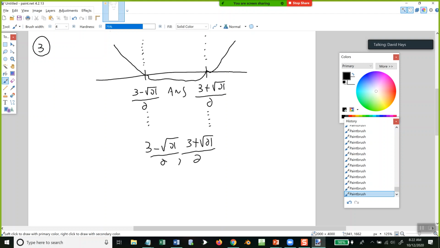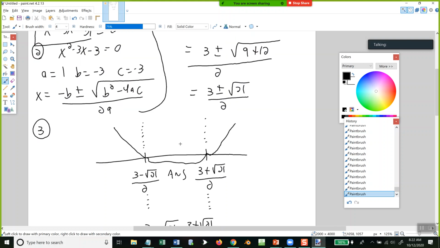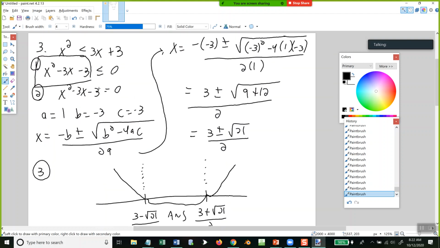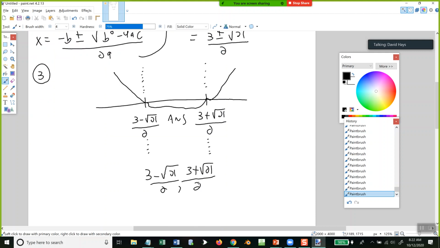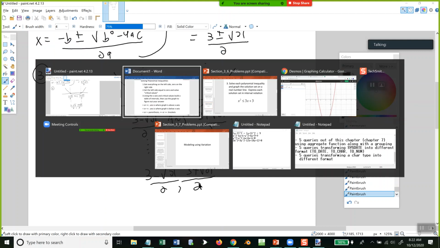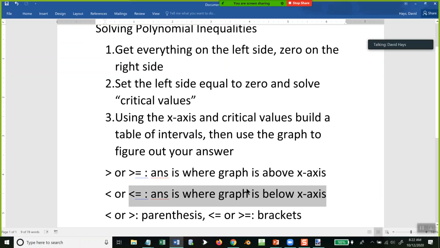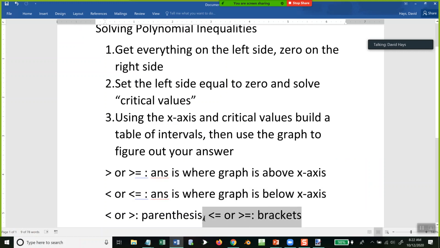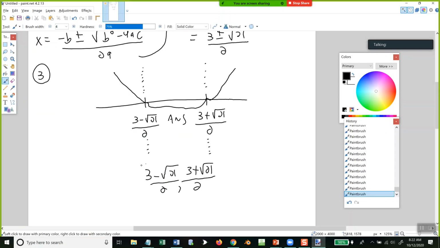Now it's a less than or equal to. And less than or equal to tells us we're going to use brackets. So that'd be our answer.